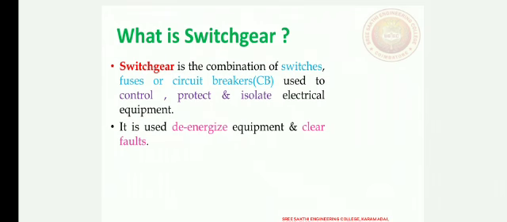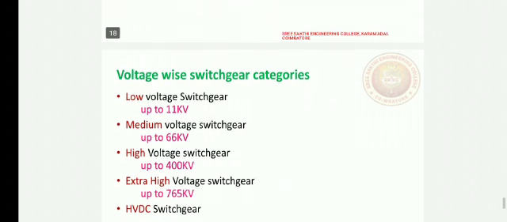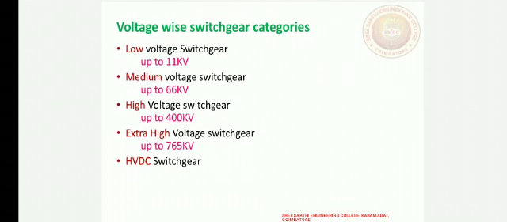The next is switchgear. Switchgear is the combination of switches, fuses or circuit breakers used to control, protect and isolate electrical equipment. It is used to de-energize the equipment and to clear the faults. There are some voltage-wise switchgear categories: low voltage switchgear up to 11 kV, medium voltage switchgear up to 66 kV, high voltage switchgear up to 400 kV, extra high voltage switchgear up to 765 kV, and HVDC switchgear.